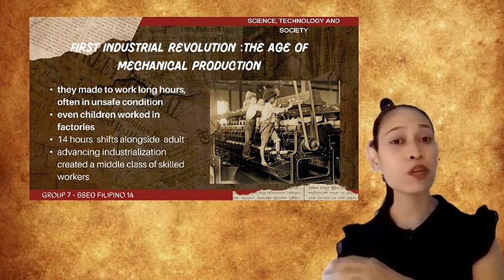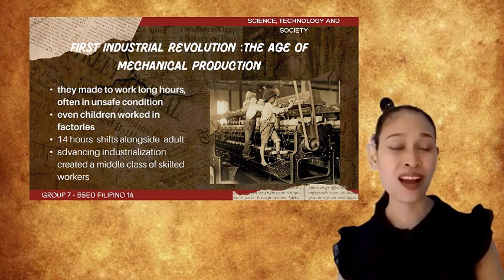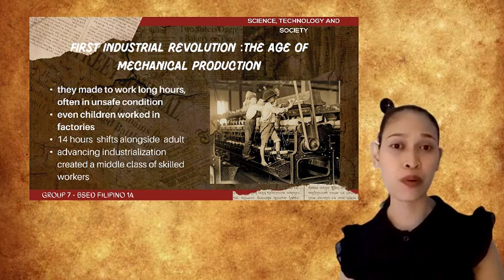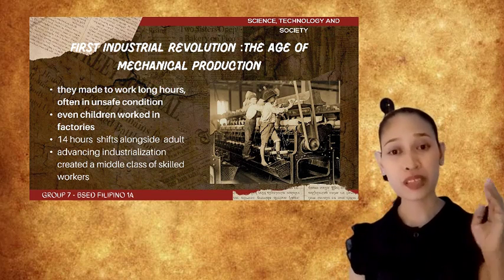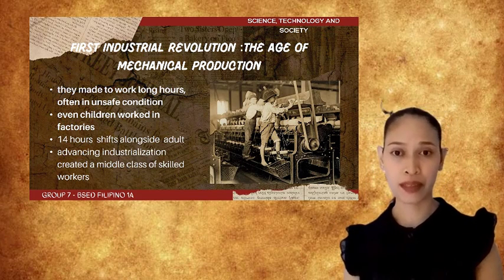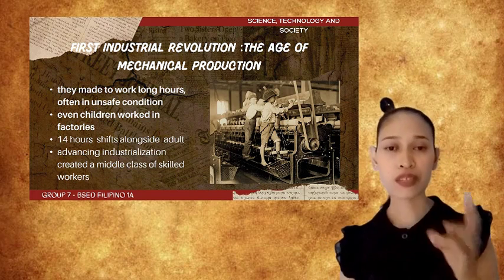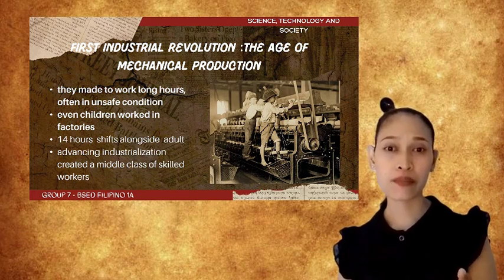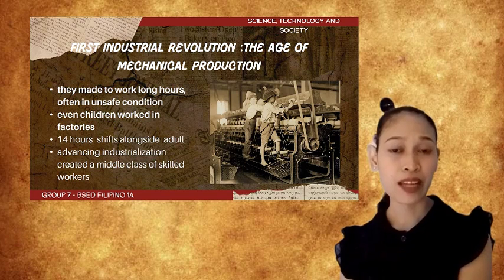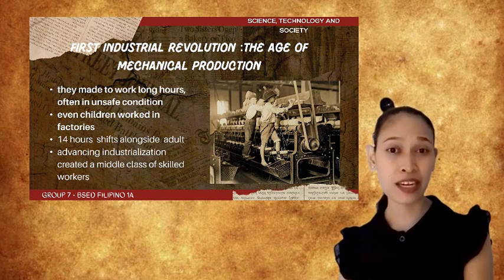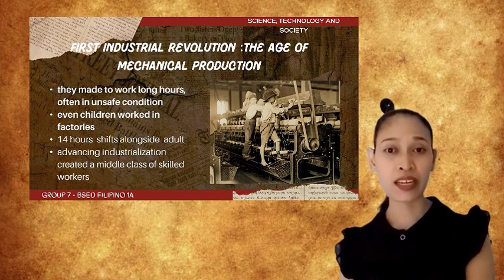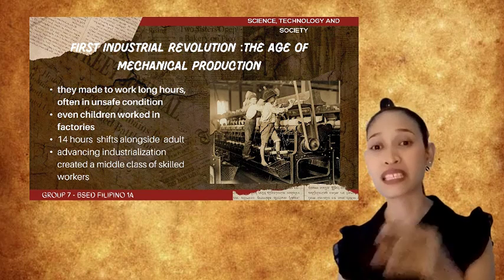Tapos dito na rin nagsimula yung nagkaroon ng mahabang oras ng pagtatrabaho yung mga tao, at ang mahirap pa ay hindi ito ligtas sapagkat gawa nga po ng mga mechanical na sila or gawa ng mga machine na ang gamit. Tapos dito rin sa panahong ito ay natuto ring magtrabaho sa mga factories yung mga kabataan. Tapos nagkaroon sila ng 14 hours na shift along the side of adults. Tapos dito rin daw po dahil nga dito sa Industrial Revolution na itong tinatawag ay nagkaroon ng advancing sa industrialization, nakagawa sila sa middle class ng mga skilled workers.